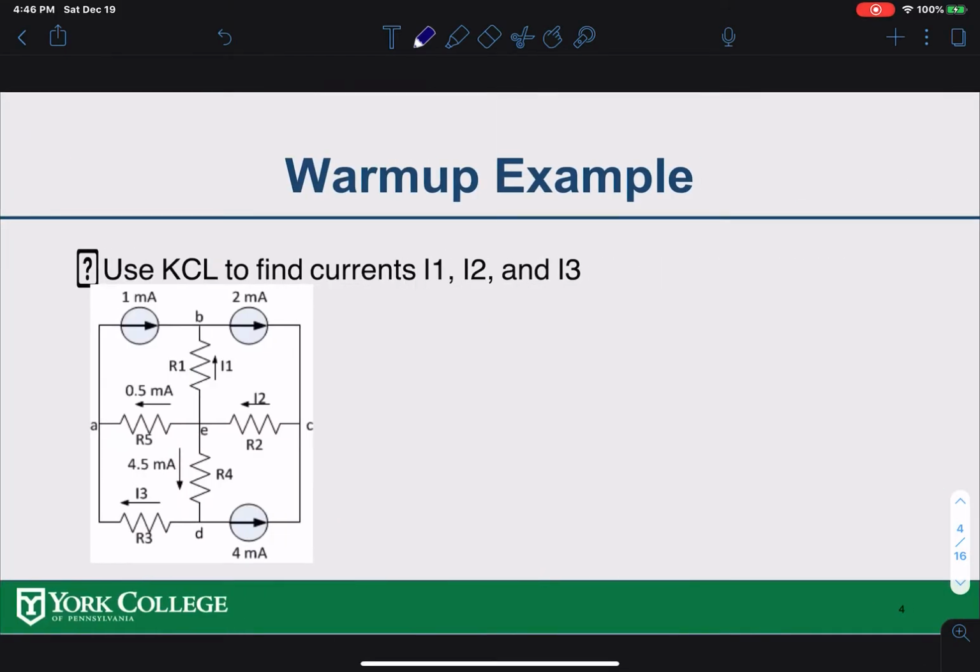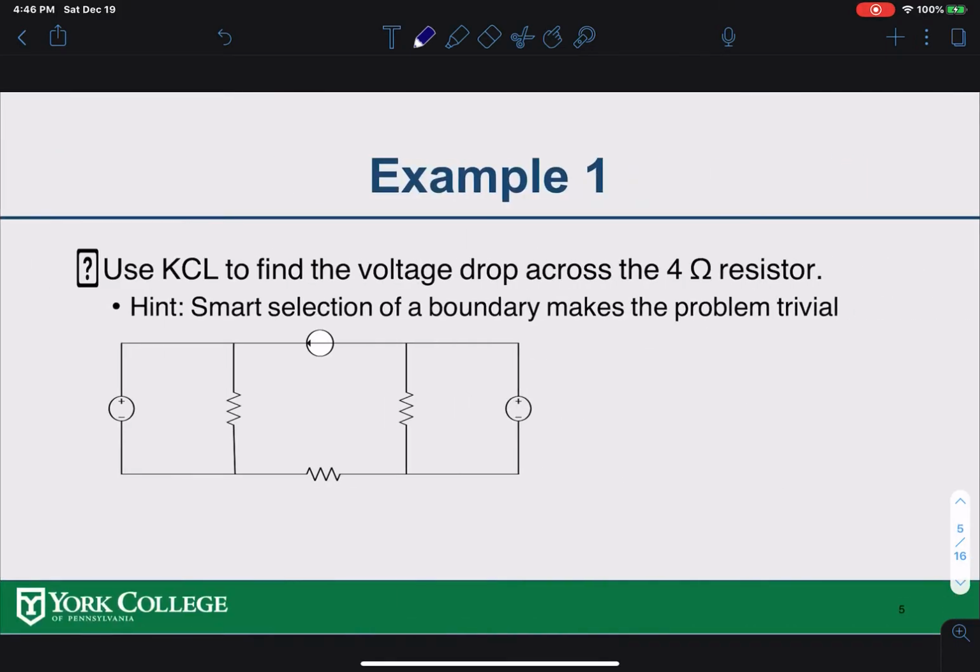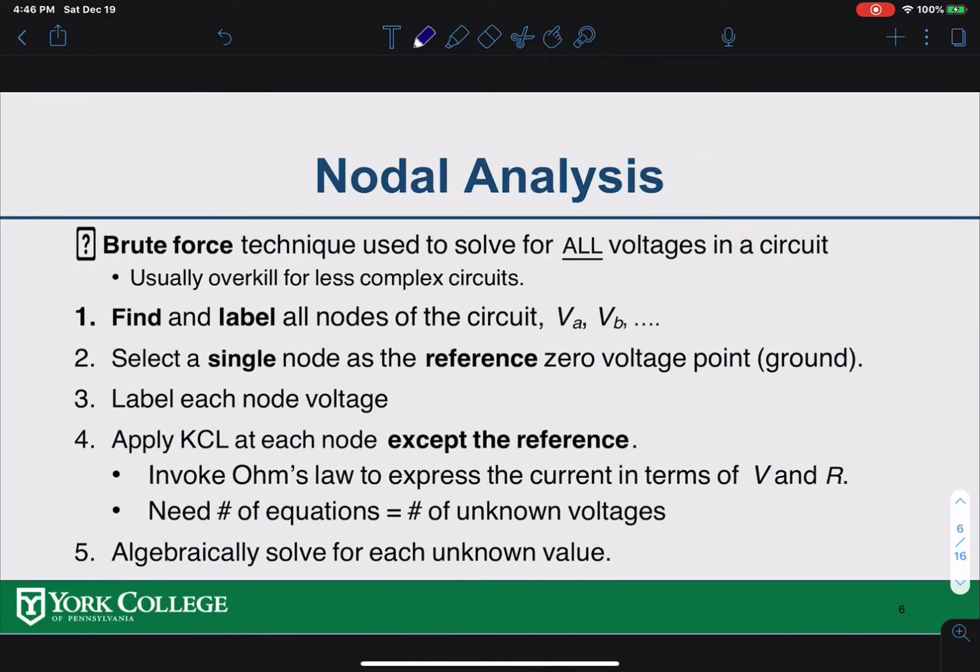We're going to do this in the class, so we're going to wait until the class. So now, after KCL, we're going to apply KCL for nodal analysis. All right, so what is that?